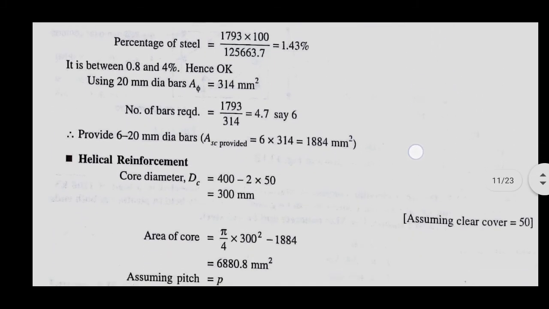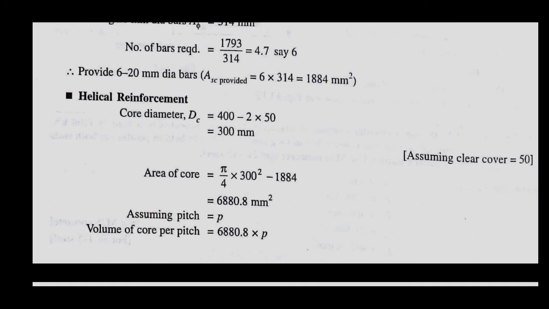Now the calculation for helical reinforcement. First we have to calculate the core diameter. If we assume clear cover is 50 mm, then core diameter Dc is equal to the whole diameter 400 minus 2 into end covers 50 mm, that is equal to 300 mm. The area of core is pi by 4 into 300 square minus 1884, which is the area of steel. That is equal to 6880.8 mm. This is the area of the inner core.